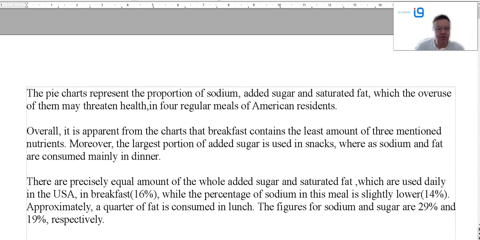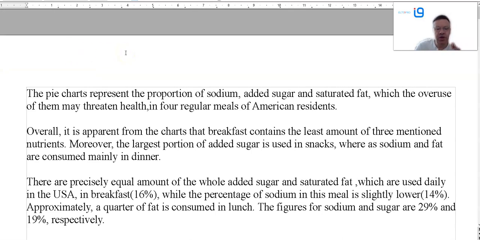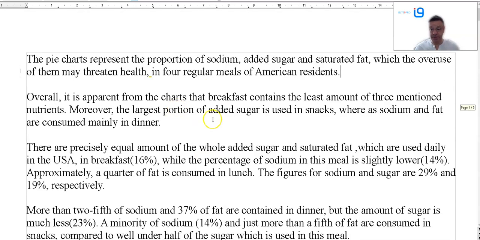Okay. So the pie charts represent the proportion of sodium which the overuse of them may threaten health. So the paraphrasing here could be a little better. But it's not for regular meals, because snacks, it's not a regular meal. That's why it's called a snack. 3 meals and snacks. So that paraphrase, that introduction, it's not quite as it could be. So what's the overview? Breakfast.